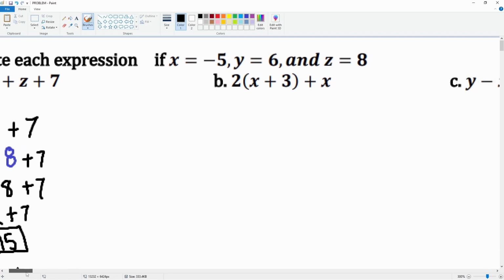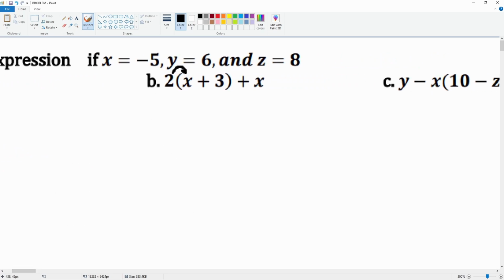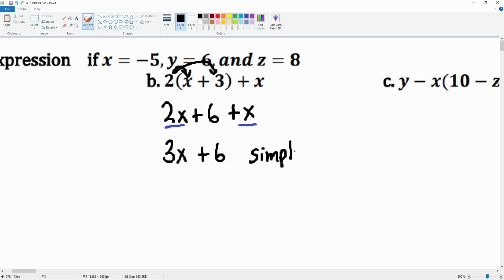Okay, next for B, we can distribute here to simplify it first. 2 times x is 2x, 2 times 3, which is 6. Then we have the plus x. 2x and x here are like terms, so together they make 3x plus 6. Once we have this simplified, we can now substitute in that value. X was -5. Then we have the plus 6. 3 times -5 is -15 plus 6. So -15 plus 6, that gets you -9.